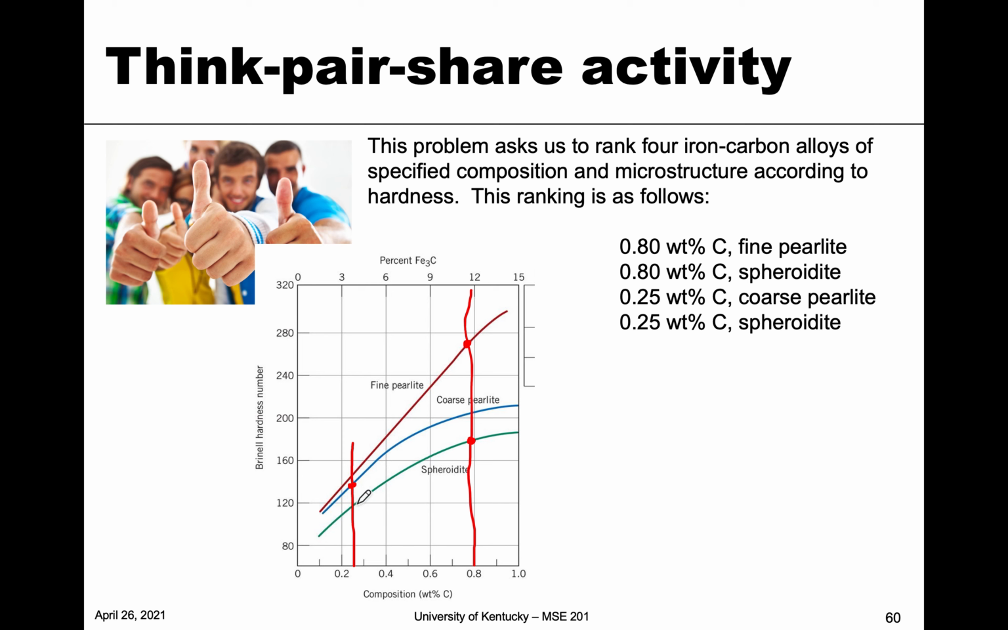And then 0.25 spherodite, right? So again, that tells us that our ranking is good. 0.8 with fine perlite, 0.8 spherodite, and then 0.25 coarse perlite, and then 0.25 spherodite. So that's how we can rank them based on these plots that we've seen and the general trends that we've also seen.